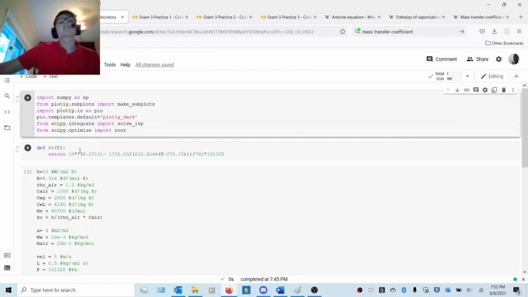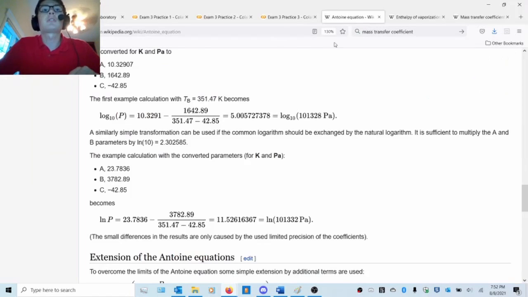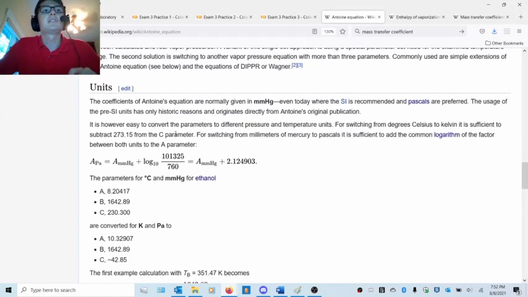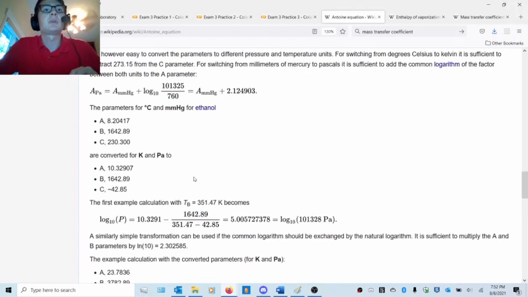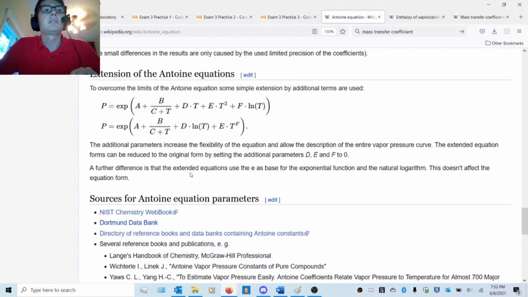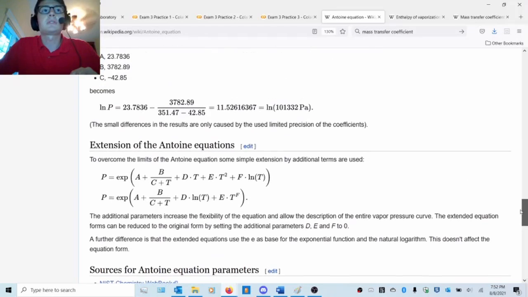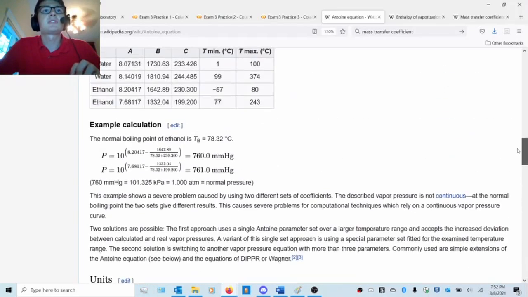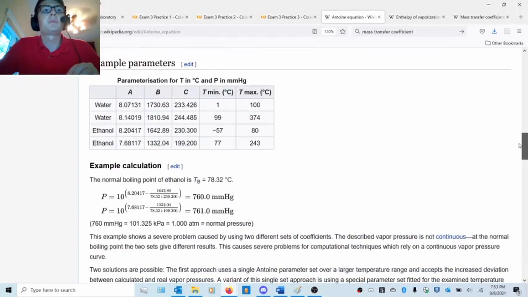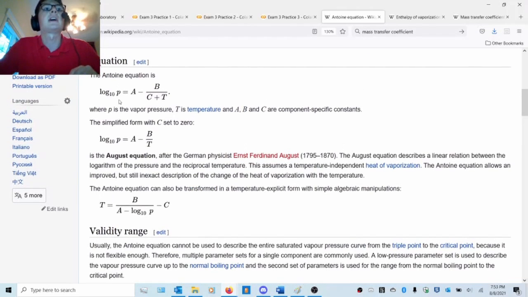So first things first, I brought in this Antoine equation. If we look right here, it's just a Wikipedia page on the Antoine equation. What's a good depiction of it? There's some extensions down there, but the bulk of the Antoine equation is right here. So the log 10 of the pressure equals some constants that relate the temperature to the pressure.